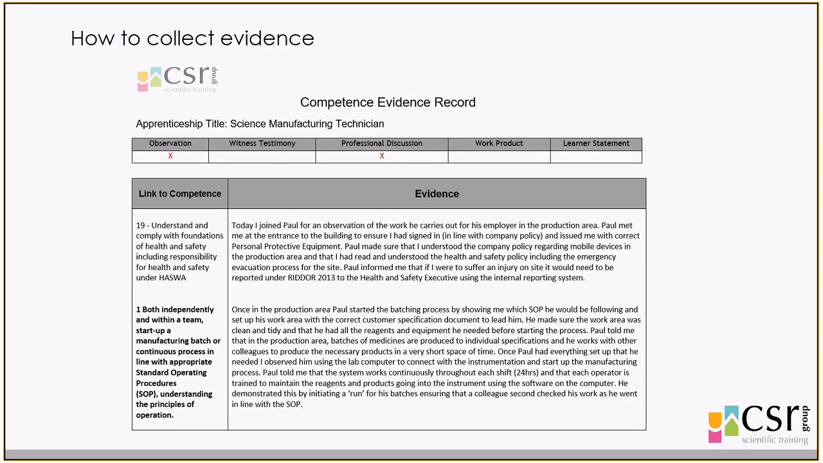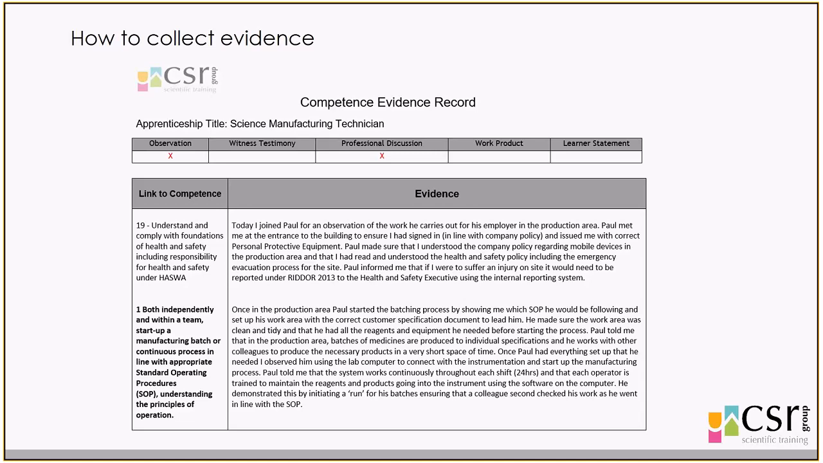So they've mocked one up here, and you can see at the top we've put a cross next to observation and also a cross next to professional discussion. This is just to highlight the fact that it doesn't need to be a single piece of evidence, that often the best pieces of evidence cut across those different types. So there might be more than one tick or X put next to the type of evidence that we're looking at.